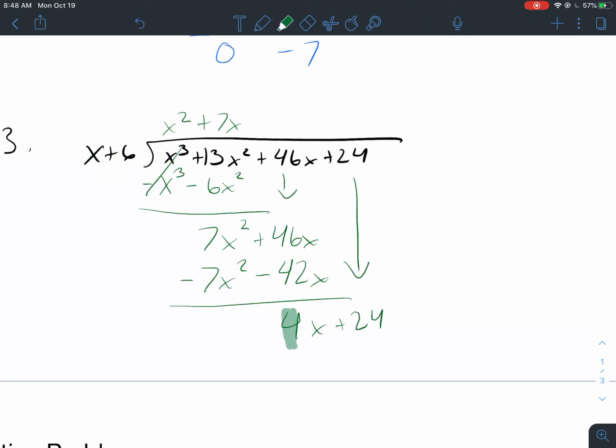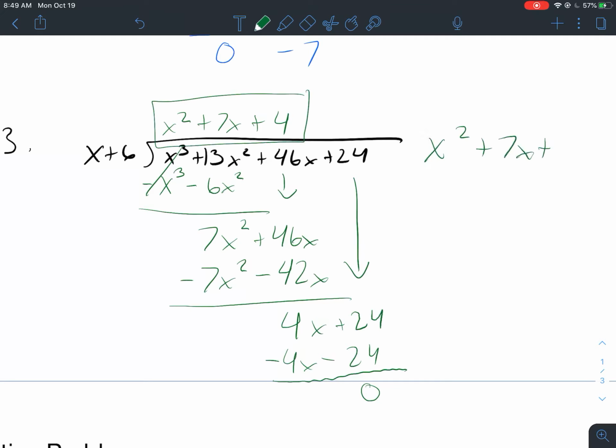So then I'm going to take my 4x, divide it by x, and I get 4. So I'm going to do a plus 4. And then I'm going to multiply my 4 by my binomial. So I get 4x plus 24. And then I'm going to subtract out, right? So my signs change, minus, minus, and I get 0. So there's no remainder, so my answer is just this guy. So my answer would be x squared plus 7x plus 4.